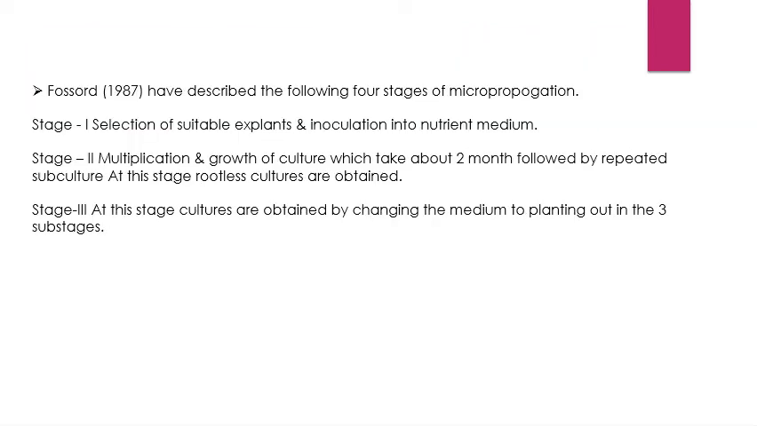Debergh and Maene 1981 have described the following four stages of micropropagation. Stage first, selection of suitable explants and inoculation into nutrient medium. Stage second, multiplication and growth of culture, which takes about 2 months followed by repeated subculture. At this stage, rootless cultures are obtained. Stage third, at this stage, cultures are obtained by changing the medium to planting out in three substages.